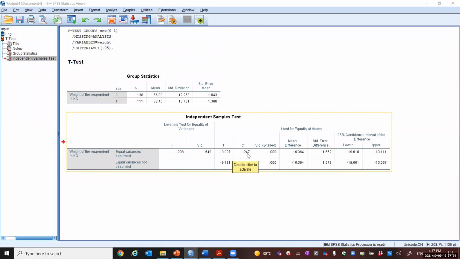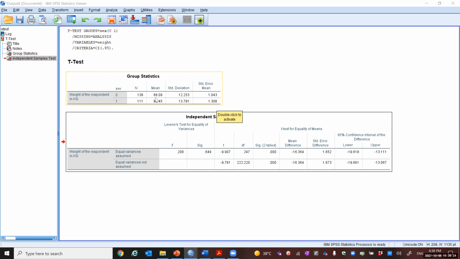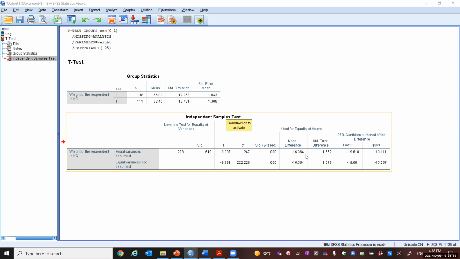Now, for instance, we would see a mean difference of minus 16.364. And this is what the mean difference is, because if you subtract the first group mean minus the second group mean, you would get this value, minus 16.364. For example, if you do the math, 66.09 minus 82.45, which means the average weight of females minus the average weight of males, you will get this mean difference, which is minus 16.364.